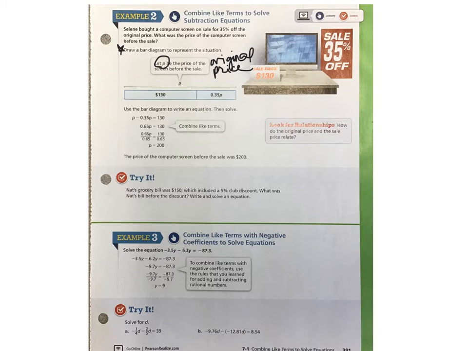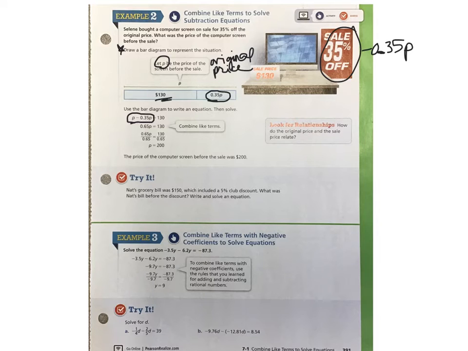All right. The 35% sale means we're going to take 35% in decimal form times the original price. And then the sale price is the $130. So when we use that bar diagram, what we're essentially doing is saying we're going to take the original price P, and take away from that the sale amount, so that's our 0.35 times P, and then that equals the sale cost, which is $130.